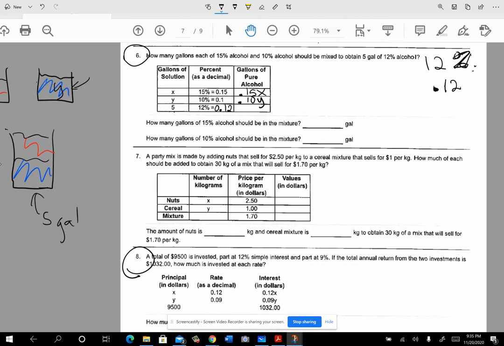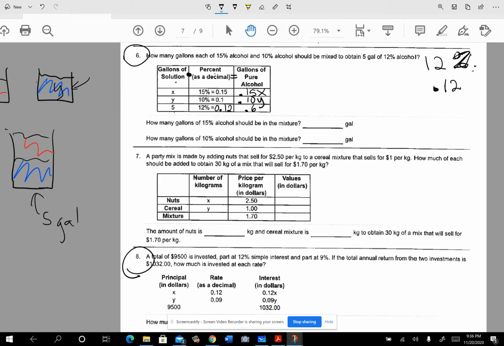When I do that, I'm going to get a decimal. It's going to be 0.6. Okay. All right. So one of the things that I just did, I want to put up here, is I multiplied the gallons times the percent as a decimal, and that told me the gallons of pure alcohol. Did that all the way down that chart.